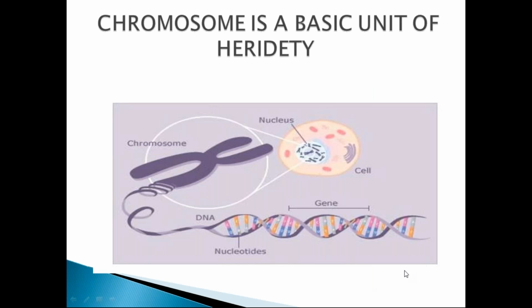See this chromosome, basic. Chromosome is the basic unit of heredity. Chromosomes are most probably present in the cell, in the nucleus. In the nucleus, mainly present is the DNA. DNA has nucleotides, and in these nucleotides genes may be present. This is the genetic structure of one cell. Chromosome is the basic unit of heredity.